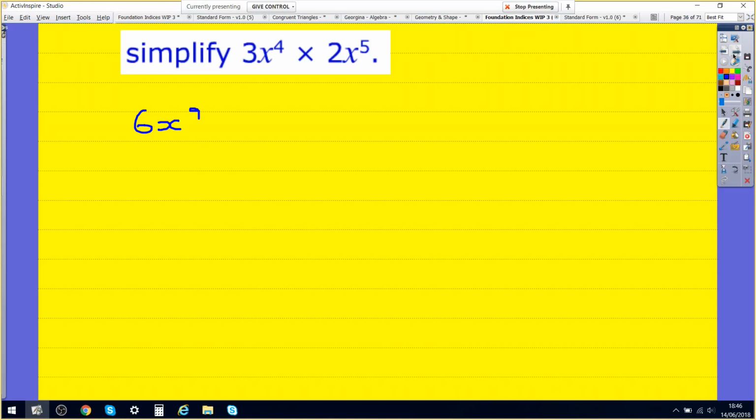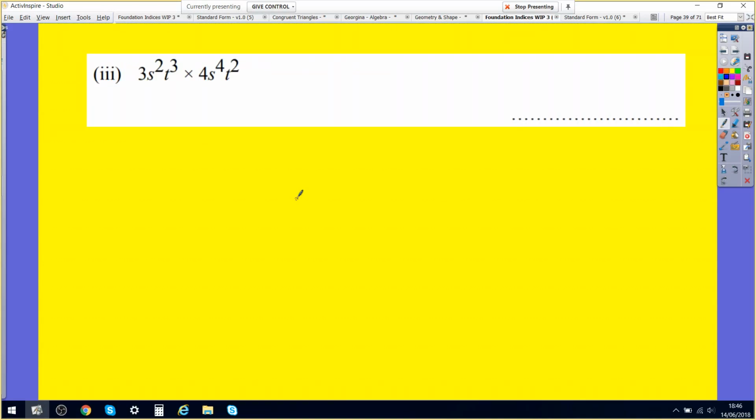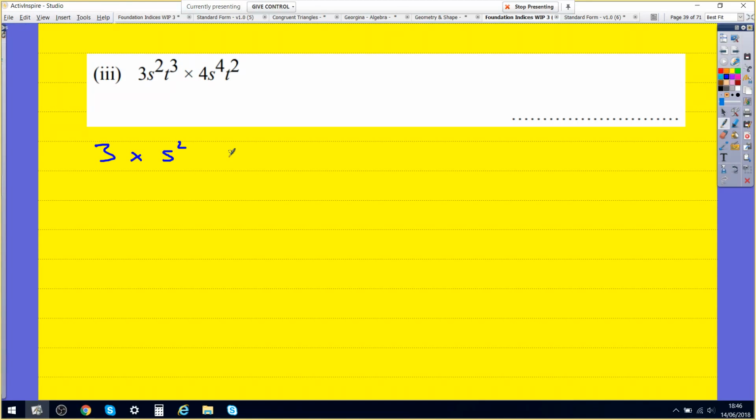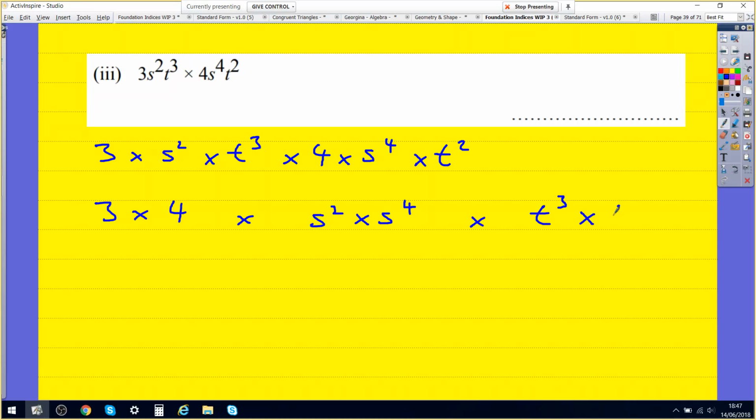Let's try this one. What is that? I don't know. So if I wrote it the long way, it'd be 3 times s squared times t cubed times 4 squared times s to the 4 times t to the 2. You know how 2 times 3 times 4 is the same as 4 times 3 times 2? So I can move these around. I can put the numbers next to each other, the s's next to each other, and the t's next to each other. But it's the same thing.